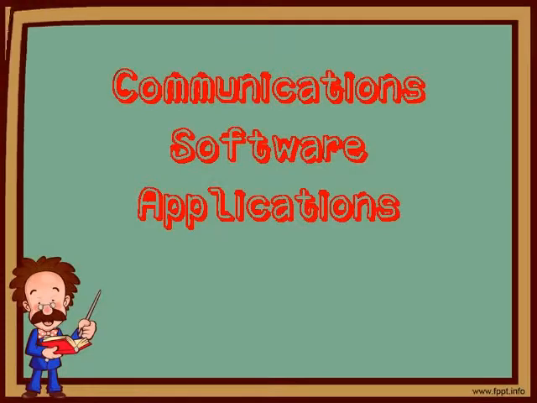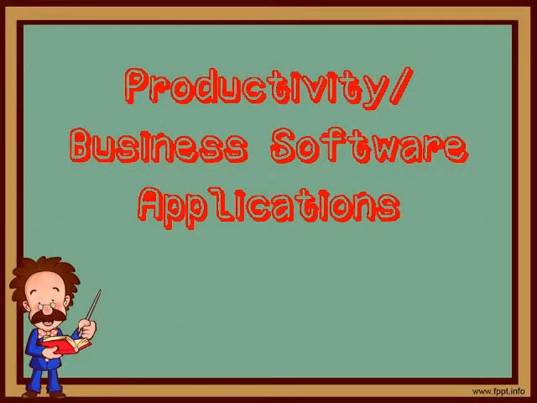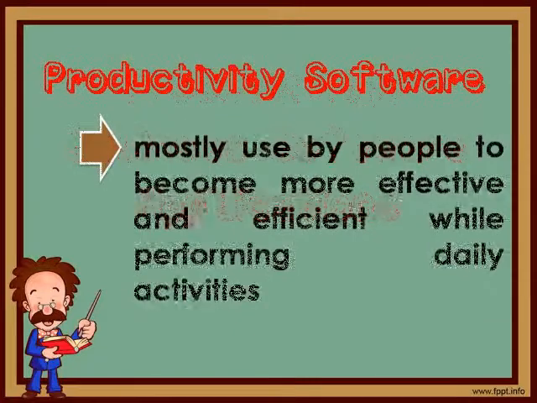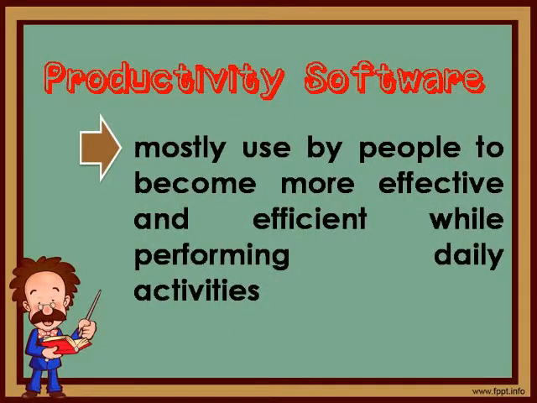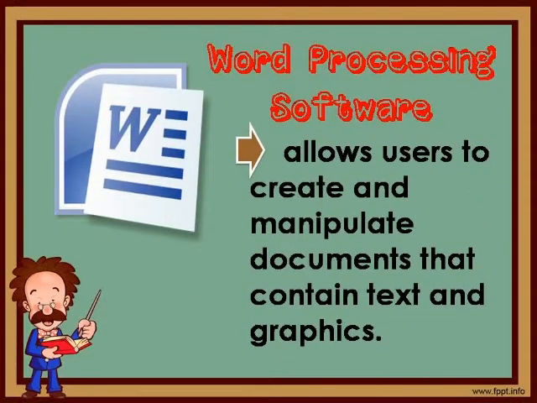Let's find out the different productivity or business software applications. Let's begin defining the productivity software. Productivity software are mostly used by people to become more effective and efficient while performing daily activities. Examples of these are word processing software, which allows users to create and manipulate documents that contain text and graphics.